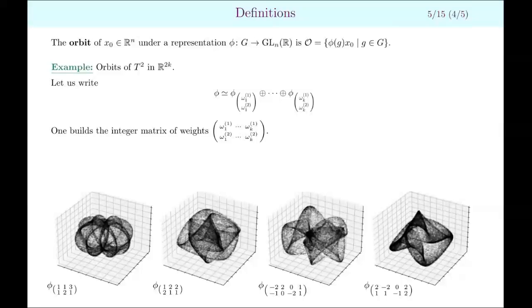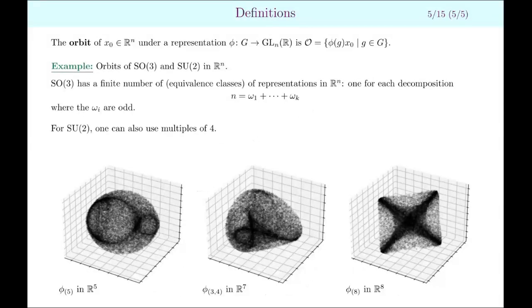Same thing for the torus, but now you have several tuples of frequencies, and so the orbits will be topologically tori, maybe knotted tori, but of the same dimension as the group. And our last example is SO3 and SU2. So you can also decompose the representation. Generically, the orbits will have dimension 3 if you pick the base point correctly. All right.